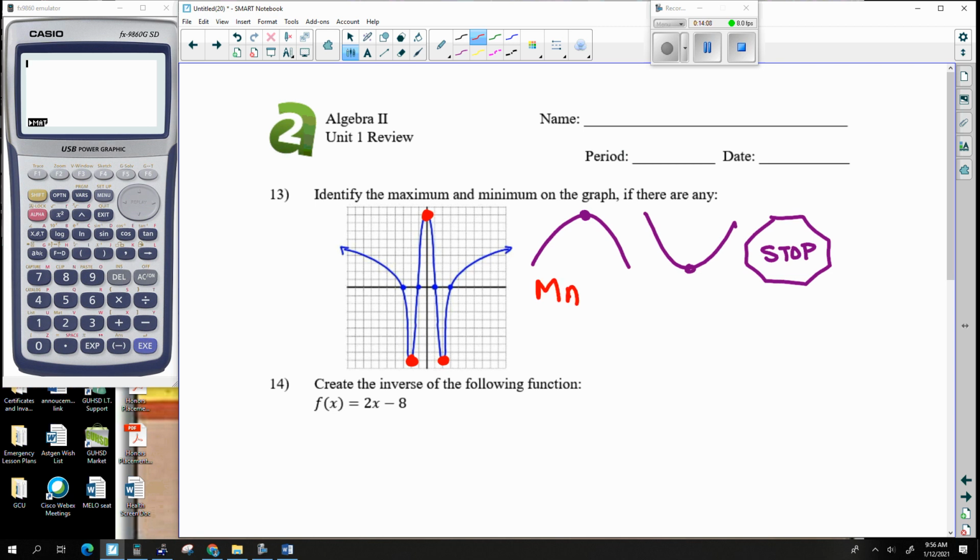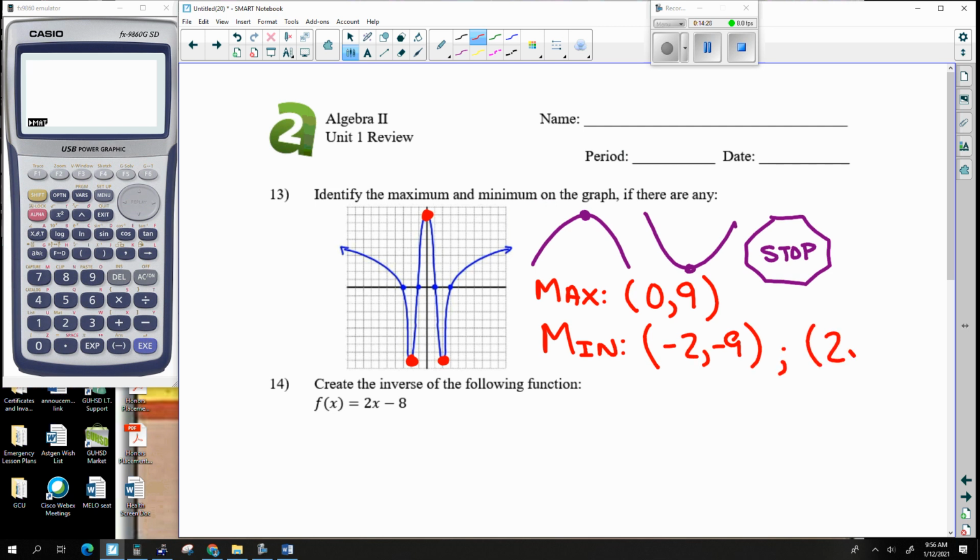So I do have a max here, and that is at the location of 0, 9. And I do have minimums, and I have two of them. And those occur at -2, -9, and +2, +9. Or excuse me, +2, -9, I'm sorry. +2, -9.